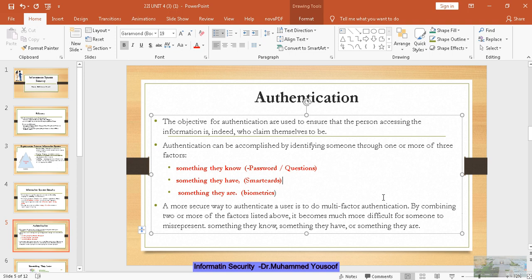What is authentication? It is a process in which we actually ensure that the person accessing the information is the one who claims to be that one. For example, if I am claiming that I am Muhammad Yusuf, I will have a username and password for my system. So I will use that username and password which is given to me by the organization, and the username is given by the organization and the password for the first time is given by the organization. Later on they give you a chance to change your password if you want.